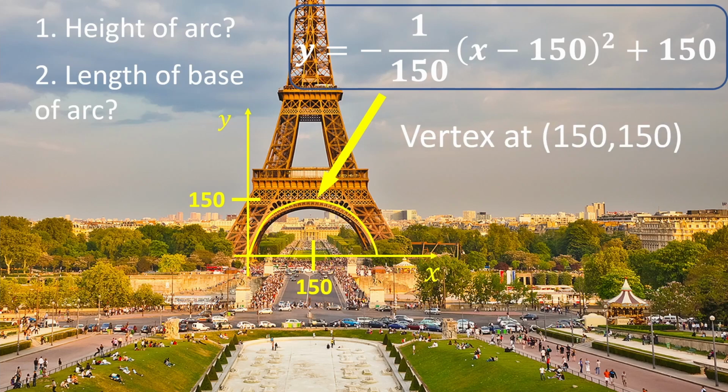To answer that, just get the vertex, which would be at 150, 150. The height is the y-coordinate of the vertex, which is 150 feet, and the base would be twice the x-coordinate of the vertex, or 300 feet.